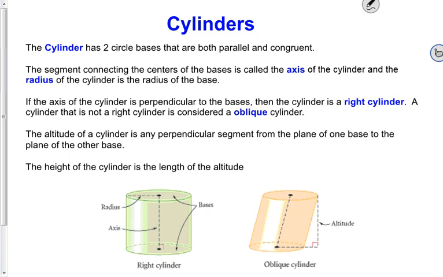All right, next we're going to talk about cylinders, and we've worked with cylinders already some. It says the cylinder has two circle bases that are both parallel and congruent. The segment connecting the centers of the bases is called the axis of the cylinder, and the radius of the cylinder is the radius of the base. If the axis of the cylinder is perpendicular to the bases, then the cylinder is a right cylinder. And we see that in the diagram on the left down here. A cylinder that is not a right cylinder is considered an oblique cylinder. And we see that on the right.